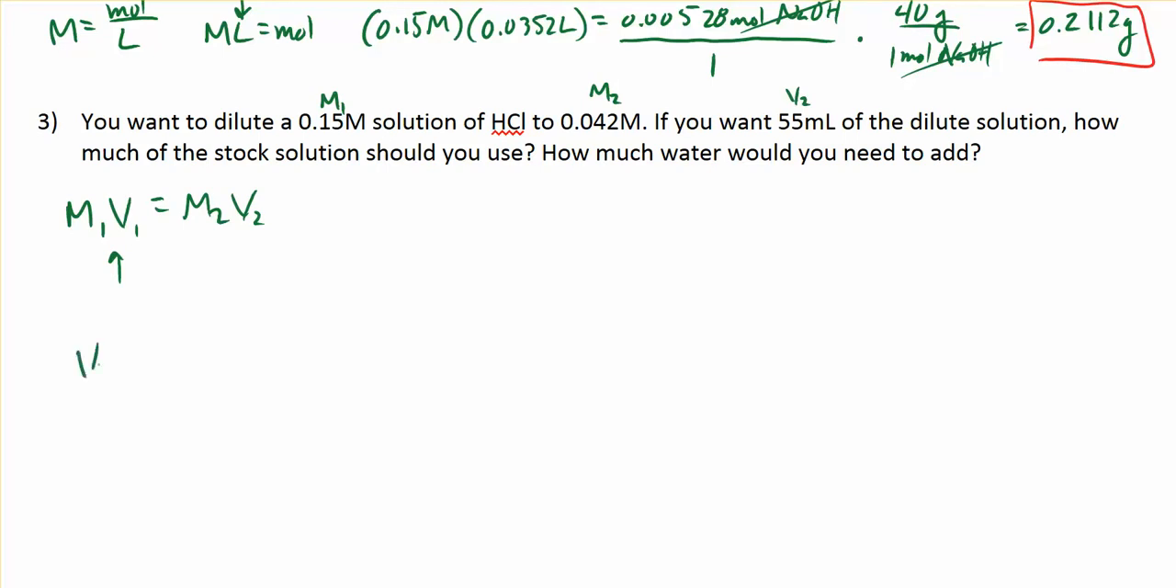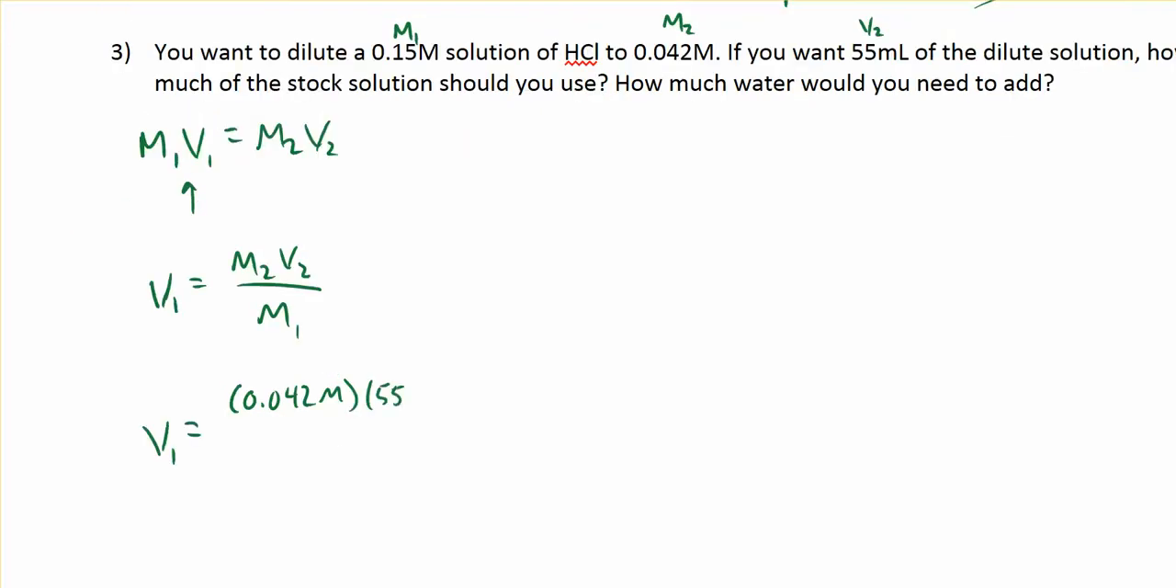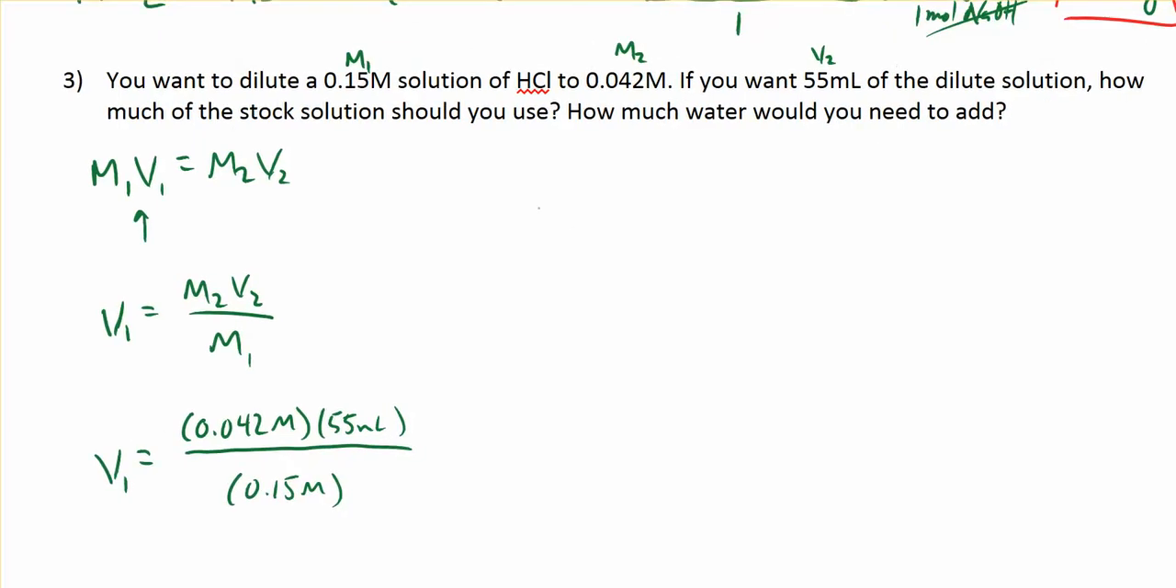Let's isolate that variable and then plug in some values. V1 equals 0.042 molar times 55 milliliters over 0.15 molar. That gives me a V1 value, or the amount of stock solution I should use, of 15.4 milliliters.